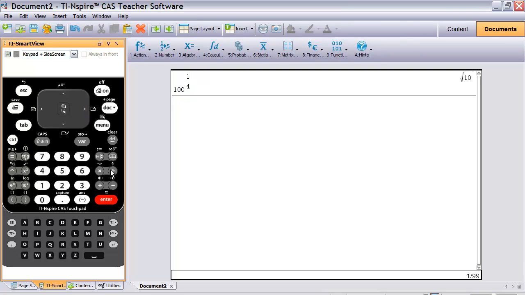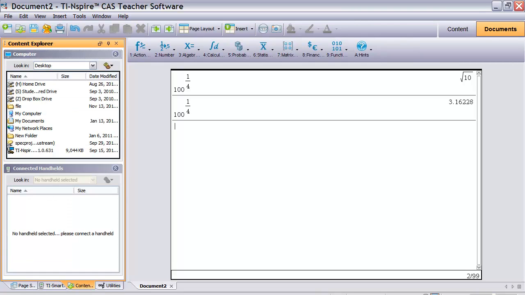Well, I don't want that. I want Control Enter, because if I hit Control Enter, it will give me the decimal approximation, which is what I'm looking for. So I know it's about 3.16228. Now it asks for our answer to the nearest thousandth, so that would be 3.162. And then we also know it's the opposite of that, which would be negative 3.162.